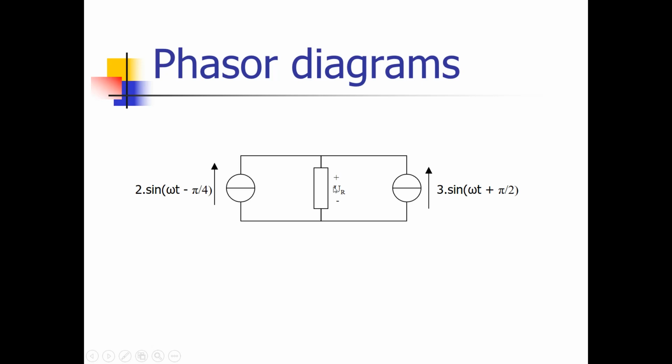Well, you could say the total current flowing to this resistor is 2 amps plus 3 amps is 5 amps. But that is not the case. And why is it not the case? Because this current has a phase angle of minus pi over 4, and this current has a phase angle of pi over 2, which is not the same. So these phases are not equal, and that's why we may not calculate the total current by simply adding these two current values.